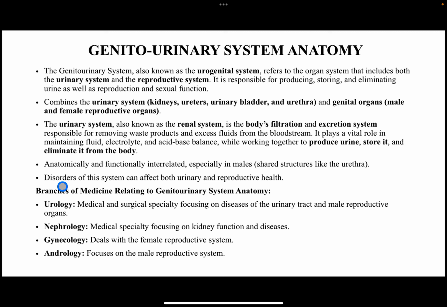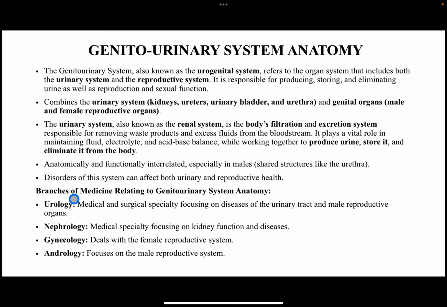Okay, good. Now, disorders of this system can affect both the urinary system and the reproductive system. If someone has a disorder of the urinary system and it's not properly managed, a complication can become so serious that it can affect the other system. So disorders of this system can actually affect both urinary and reproductive health.